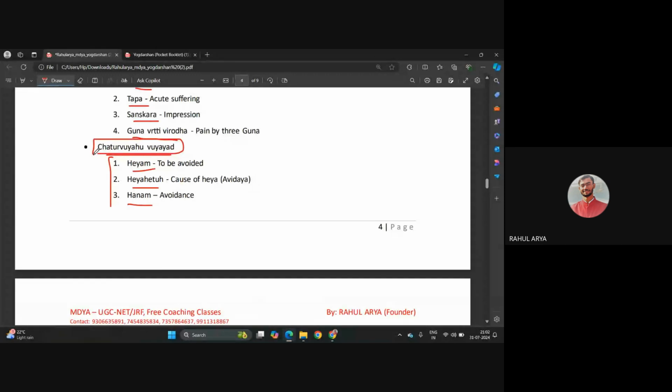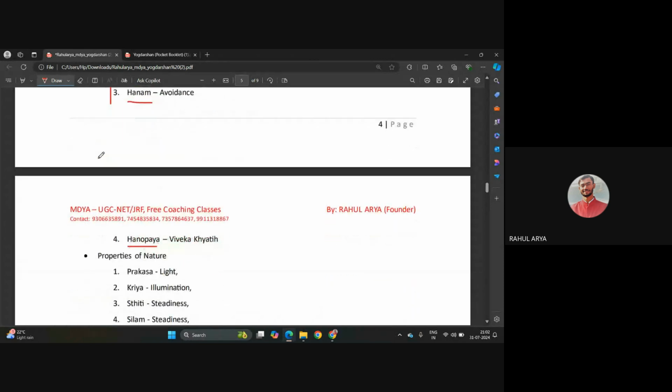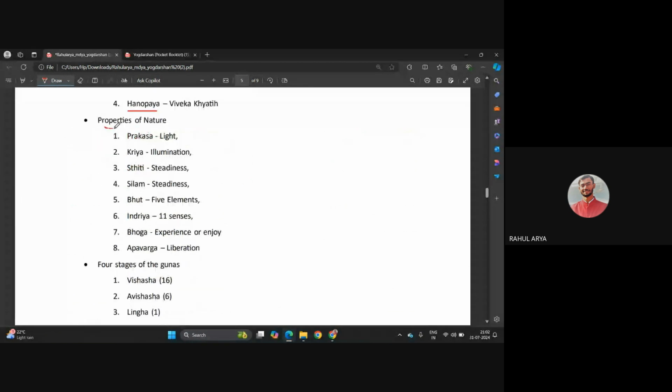Today we are just introducing the syllabus, what is in this text. And after that, the properties of the nature, meaning Prakriti: Prakash, Kriya, Sthiti, Bhuta, Indriya, Bhoga, Apavarga. These are the properties of the nature. Prakash, Kriya, Sthiti mean Sattvic, Rajasic and Tamasic. Bhutas are included here, Indriyas are included, and Bhoga, because it is the duty of nature to provide bhoga to the Purusha. And Apavarga, the same Prakriti provides liberation to the Purusha. So these are the duties of the Prakriti.